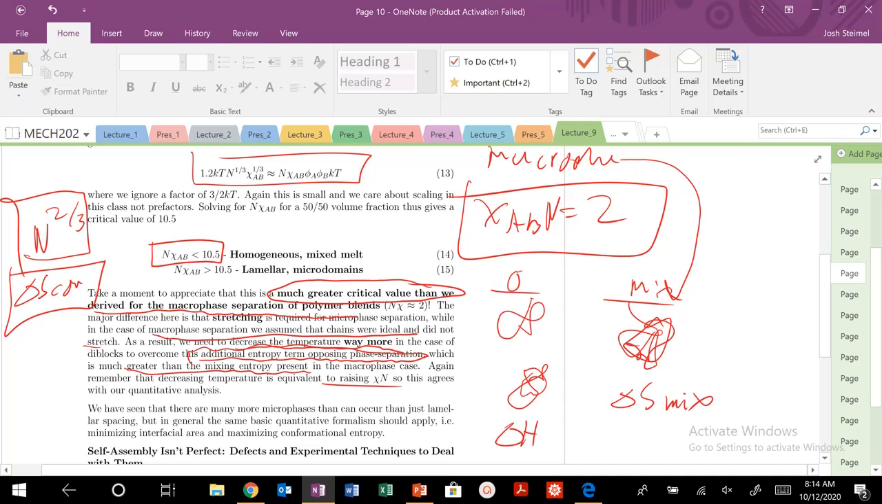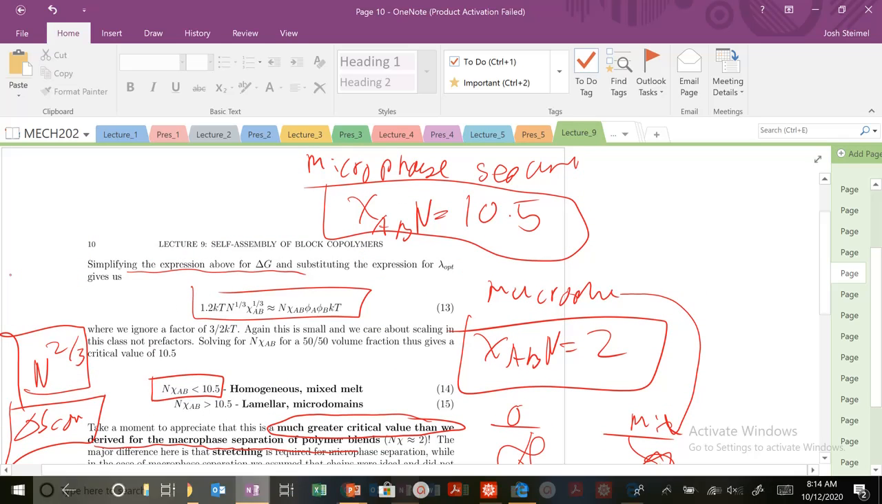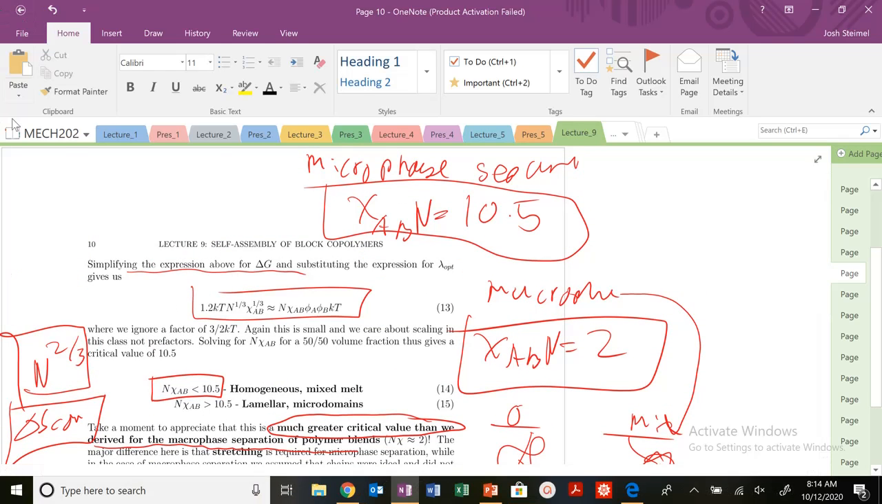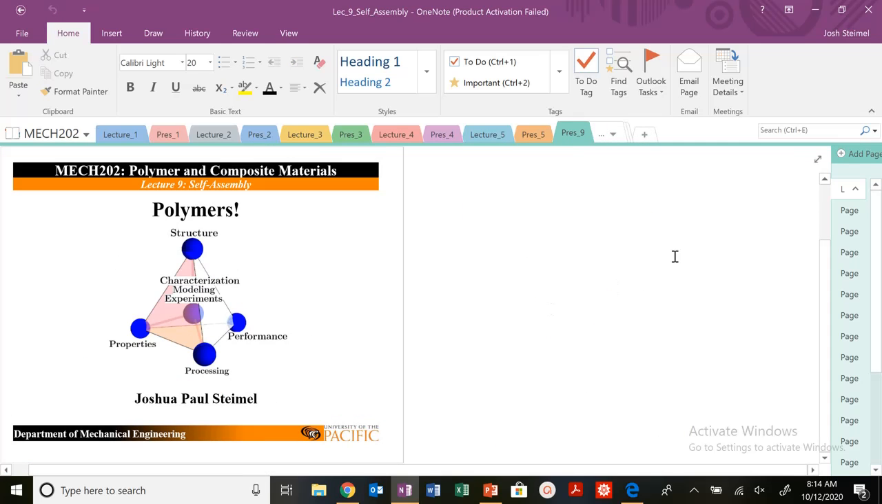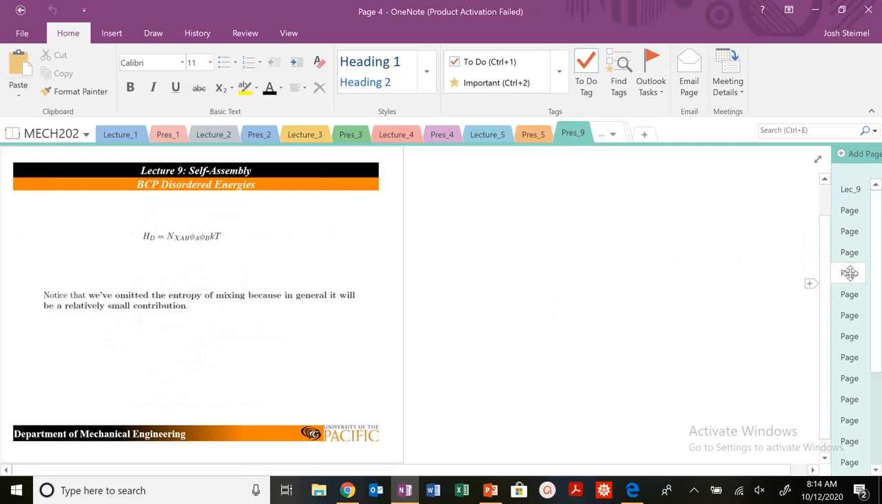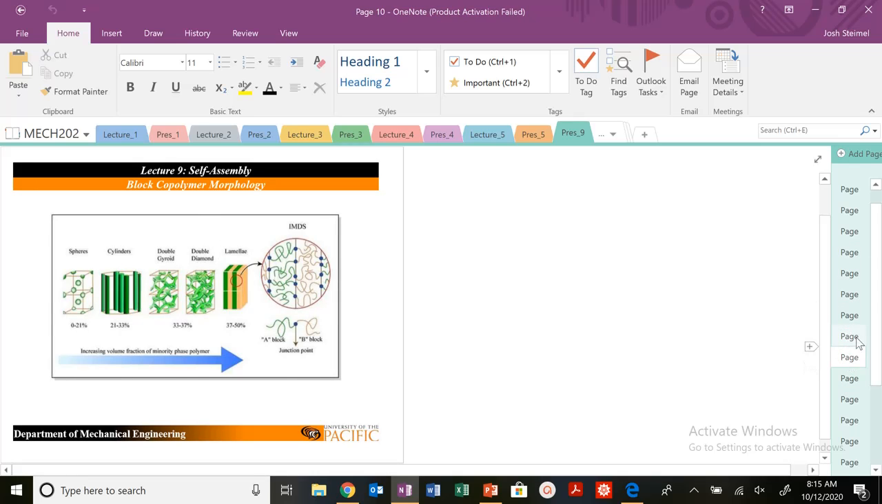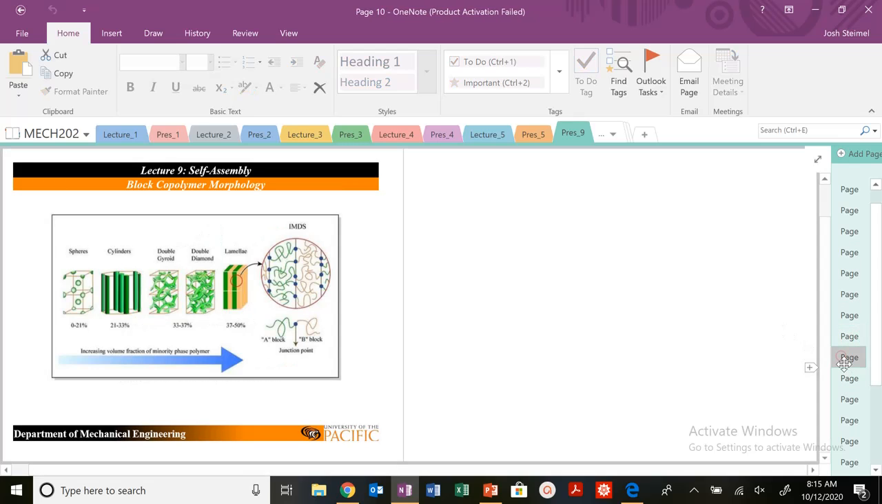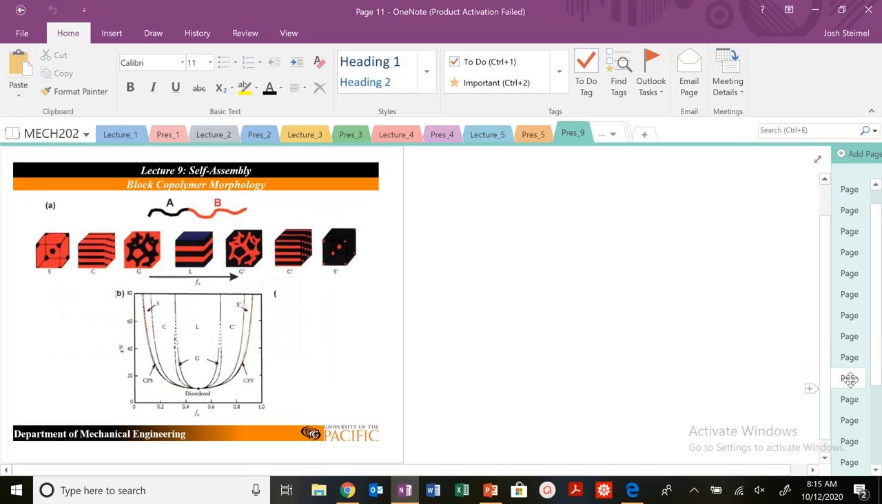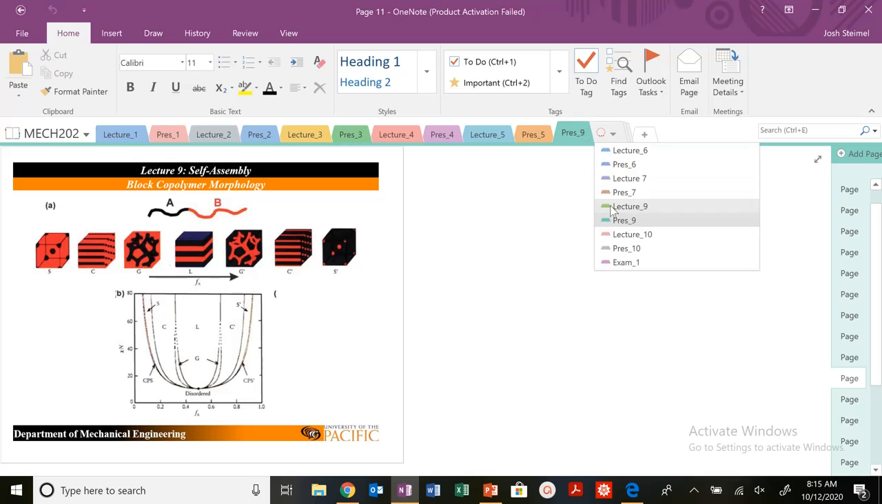So next time, we only did this for 50-50, but as you can see in our presentation right here, there are lots of different phases that are possible. We are not going to go through those derivations because it is fairly difficult to do so, but next time we will look at some of these graphs. Actually, we're going to look at our lecture notes instead.